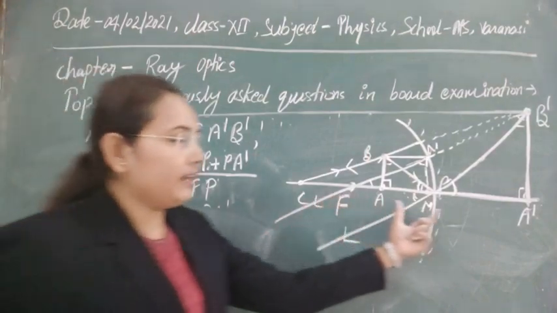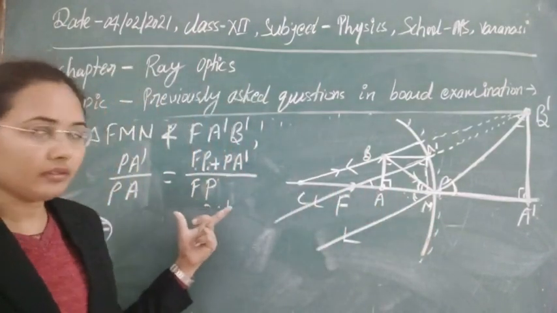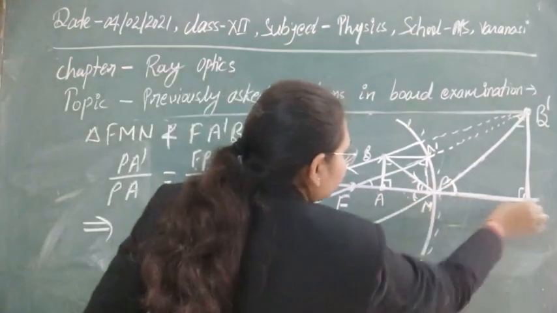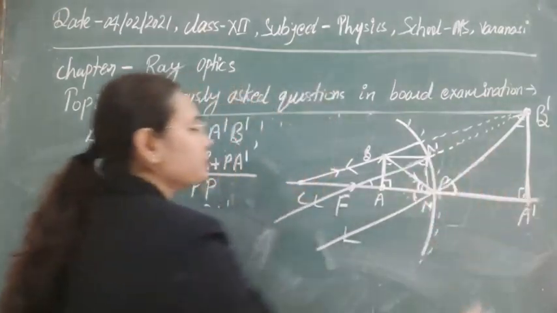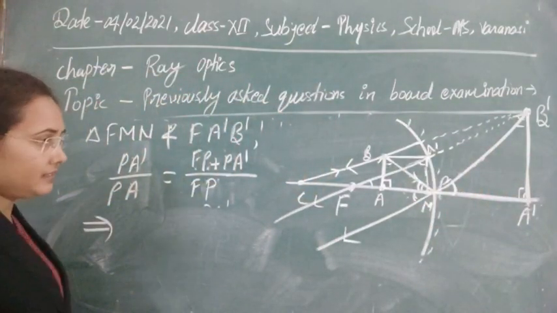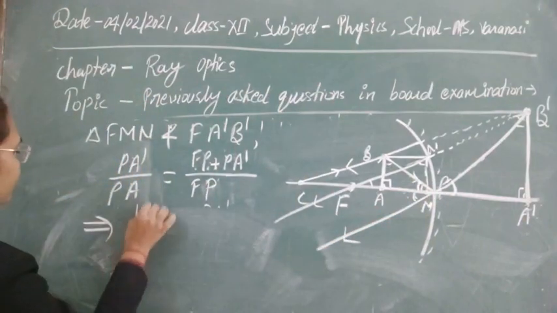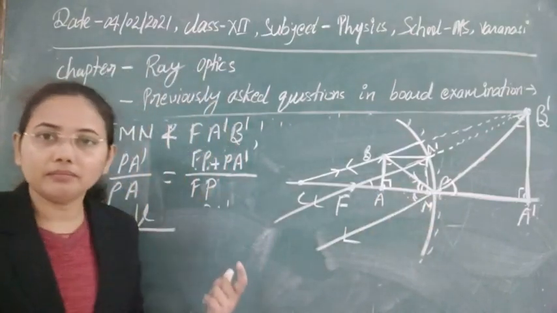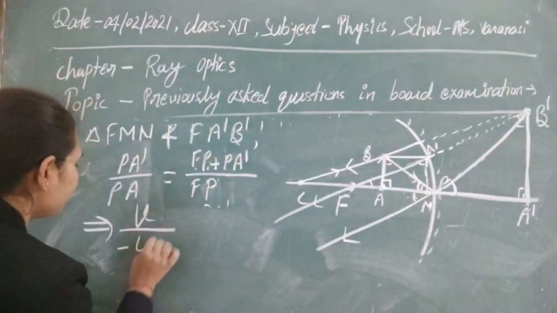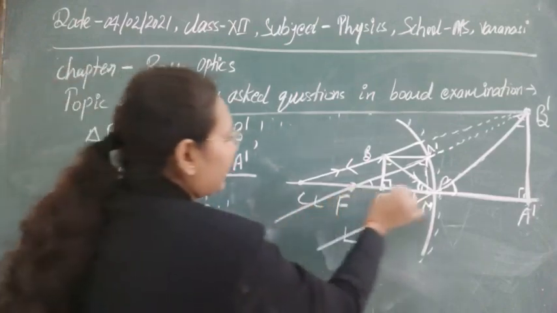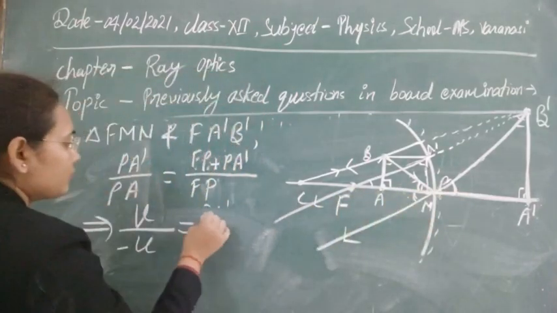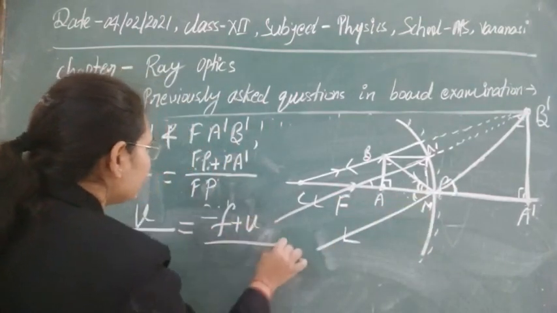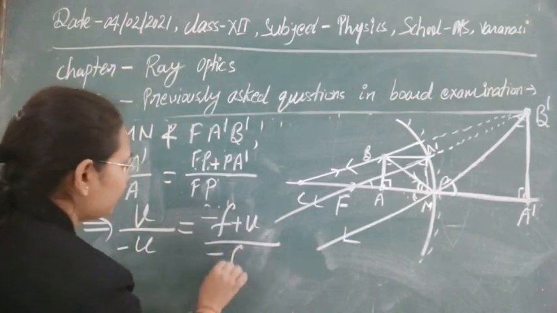Now we can put the values of all the quantities here. PA dash is the image distance, and the image is behind the mirror on the right side, so that will be positive, so we can write V. PA is the object distance, in front of the mirror, so this is minus U. FP is also minus, so this is minus F. PA dash again is positive. FP again is minus F.